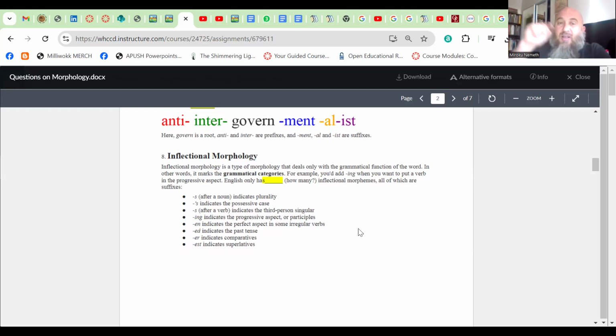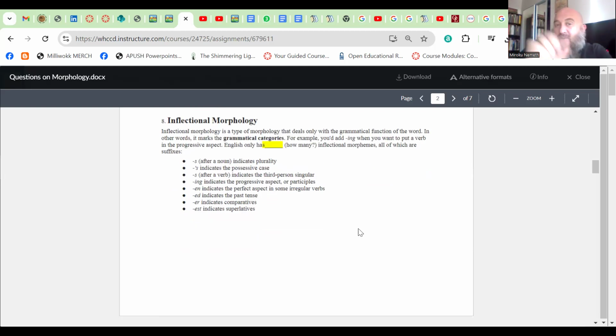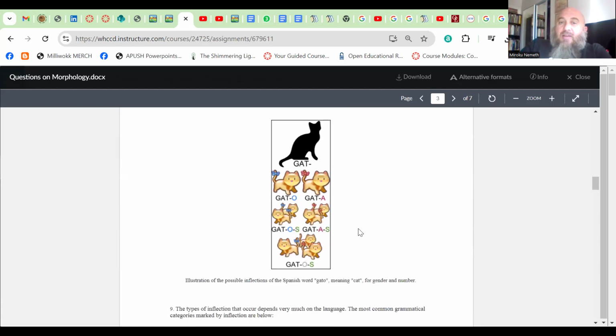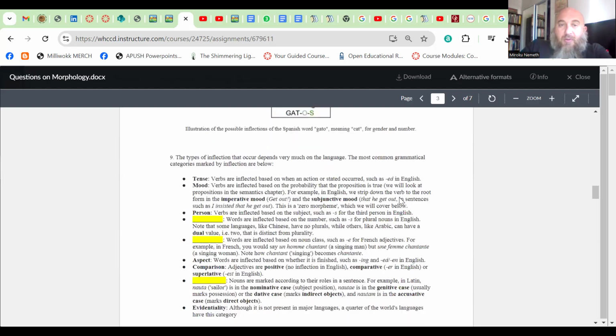So bigger and biggest. Those are all inflectional. Those are the 8 inflectional categories. They can vary with irregulars, as we all know. And these are not just in English; here are some inflectional morphemes in Spanish for gender and number.